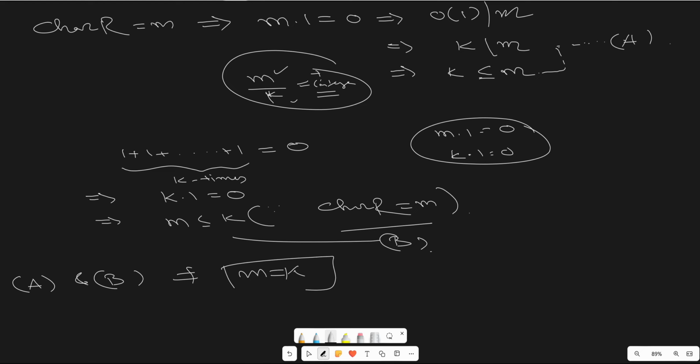Are you getting the proof? K dot 1 is 0, right? So what does it mean? That m is less than or equal to k. M dot 1 is 0 and also k dot 1 is 0. So m dot 1 is 0 essentially implies that k is less than or equal to m, and k dot 1 is 0 essentially implies that m is less than or equal to k. That means that m is equal to k. That's done. So what have we proved?